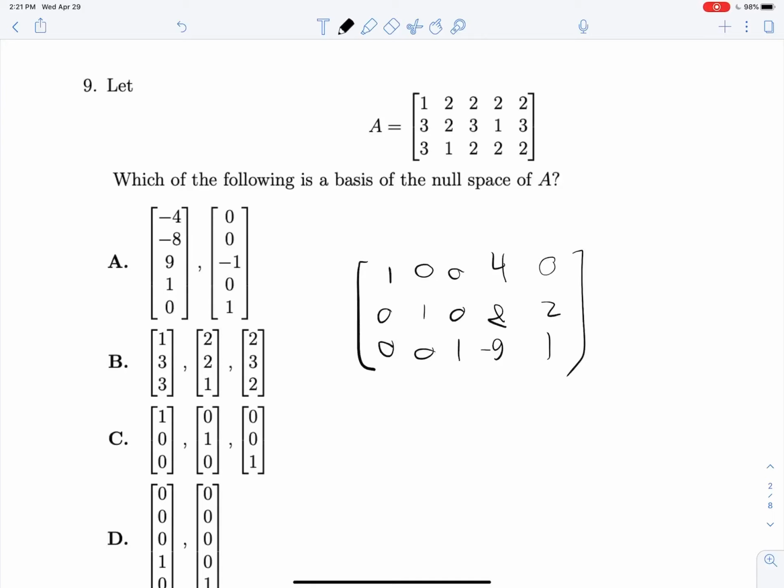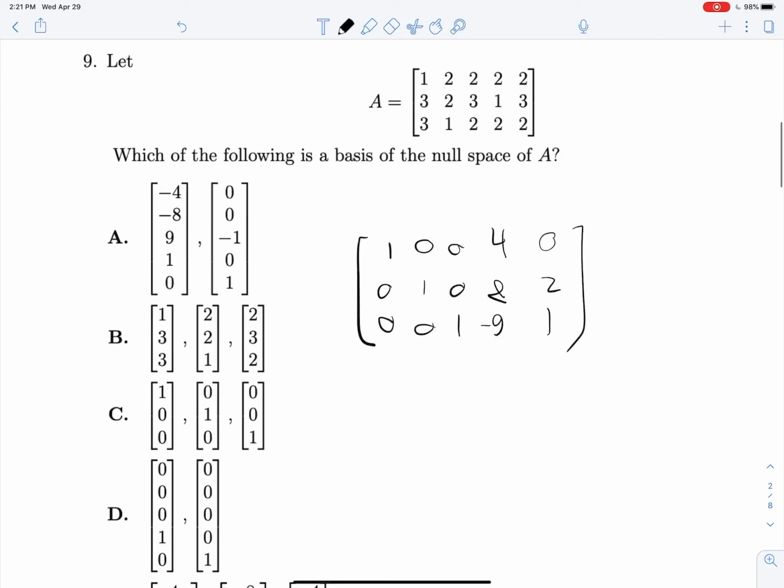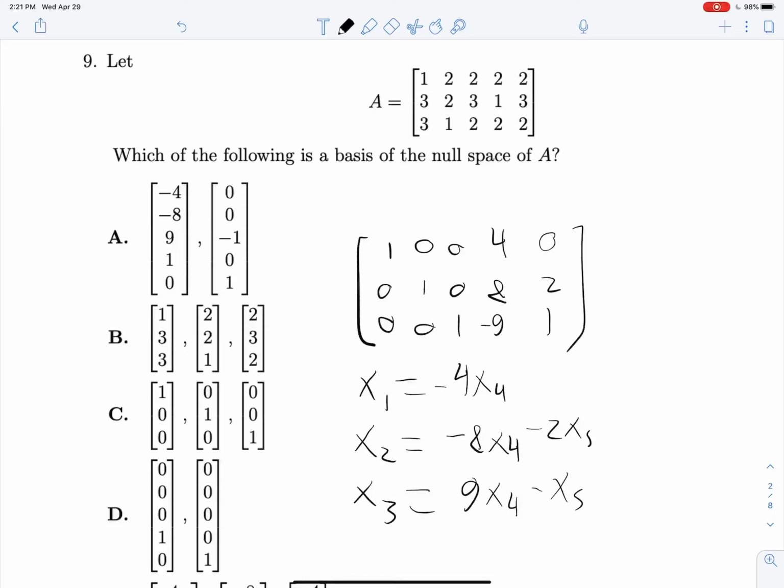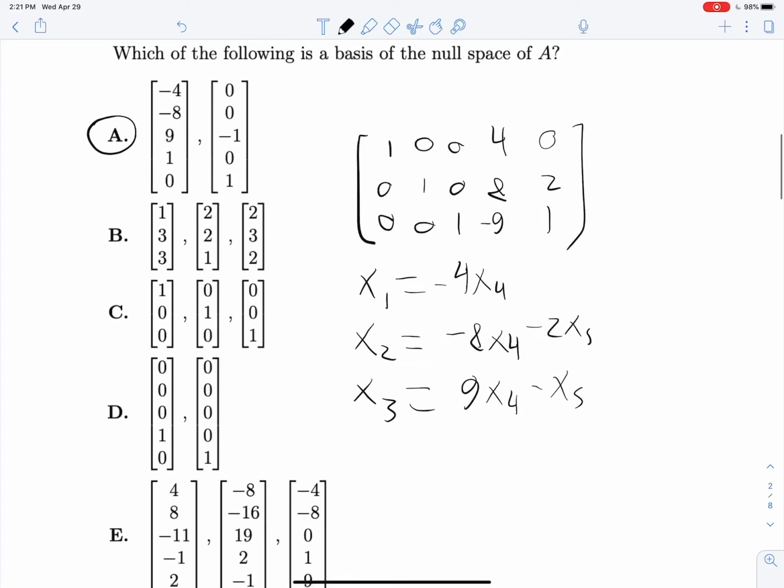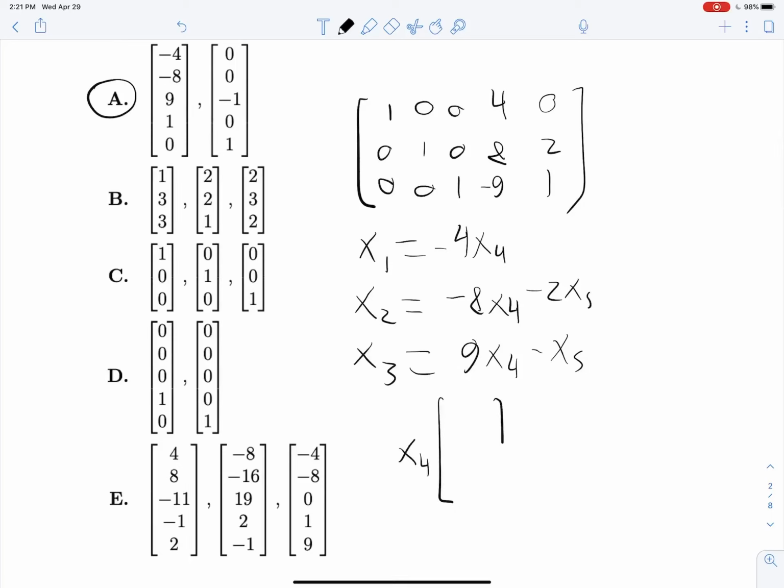We can solve for our null space. Setting all of this equal to 0, we see that x1 is equal to negative 4x3. x2 is equal to negative 8x4 minus 2x5. And x3 is equal to 9x4 minus x5. And so if we're making vectors out of these, we're going to get exactly this, A, because if we're making an x4 vector for that free variable, we'll have negative 4 for the x1 position, negative 8 for the x2 position, 9 for the x3 position, 1 for the x4 position, because it's equal to 1 of itself, and 0 x5s. And for x5, we just get 0, negative 2, negative 1, 0, 1.